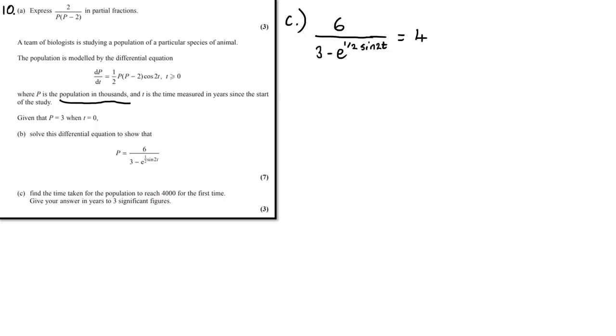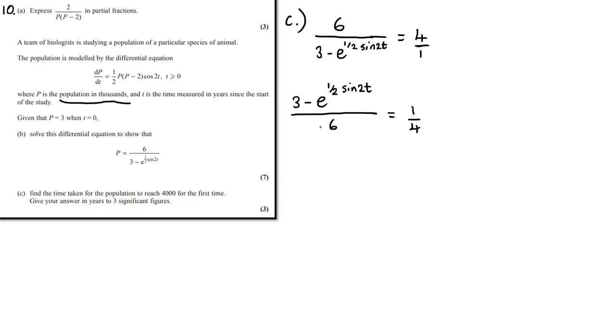So again, we're going to need to do a bit of work to get this into the correct form. But the first thing I'm going to do is get the power here of this t on the numerator. So I'm going to flip both sides of this equation. That's 4 over 1. We don't write it, but it is 4 over 1. So what I've got then is 3 minus e to the power of a half sine 2t all over 6 is equal to a quarter.